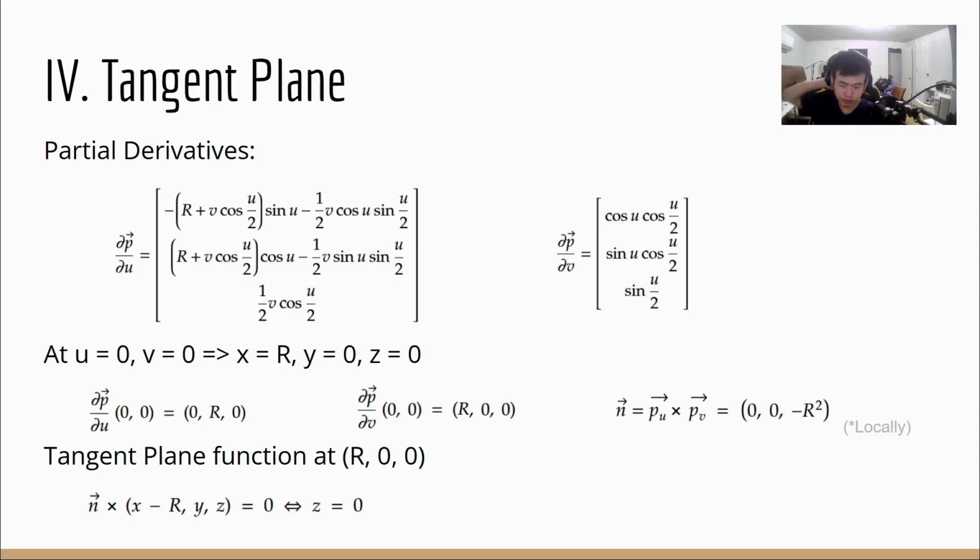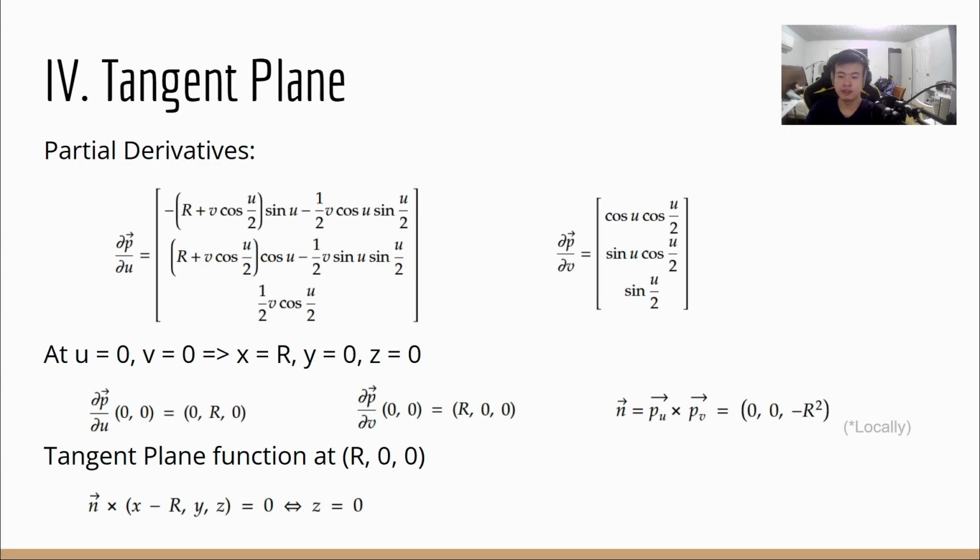Taking the cross product of these two vectors gives us the normal vector at that point. However, we need to keep in mind that this result only holds locally, because the Mobius strip is non-orientable. It is possible to traverse the surface and arrive at the exact same point and get another normal vector that is in the opposite direction of ours.